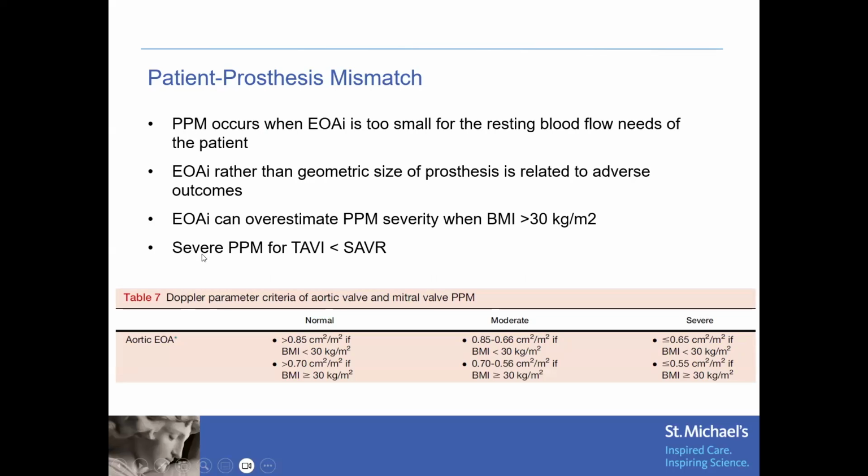I also want to cue you in. This is something that, as I was reading the new guideline, they make note of. When the patient's BMI is over 30 kilos per meter squared, then you want to use a different cutoff for PPM. So for the aortic EOA, generally we are all aware of the 0.65 cutoff, but keep in mind if the patient is obese with a BMI over 30, then that cutoff is actually a bit lower at 0.55.